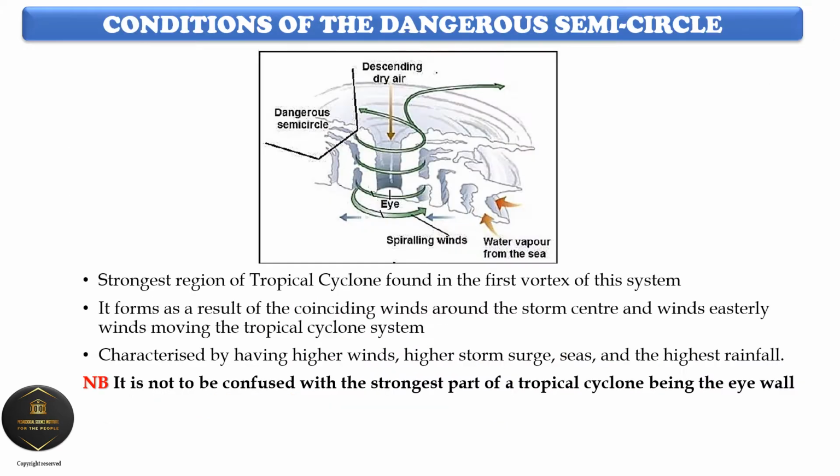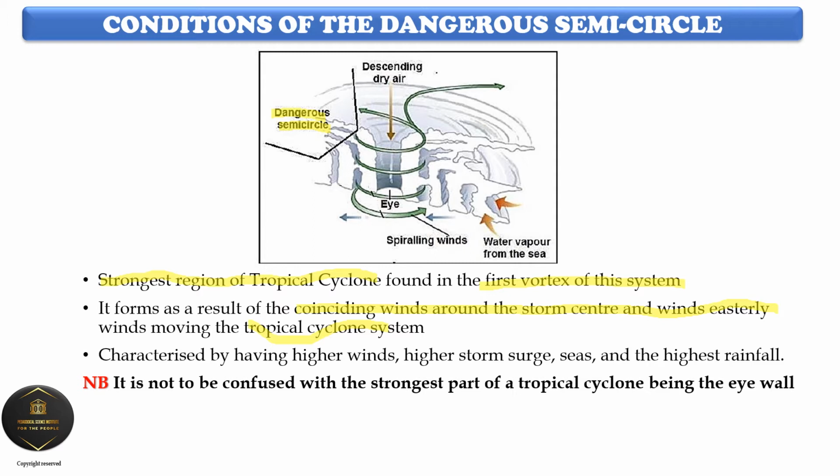We then also need to think about what will happen in the dangerous semicircle, or dangerous quadrant. As I said, this is the strongest region of the tropical cyclone, and it is always located in the first vortex of the system, right? And how does it form? It forms as a result of coinciding winds around the storm center, and that is basically where your easterly winds will be coinciding as they move towards the tropical cyclone system.